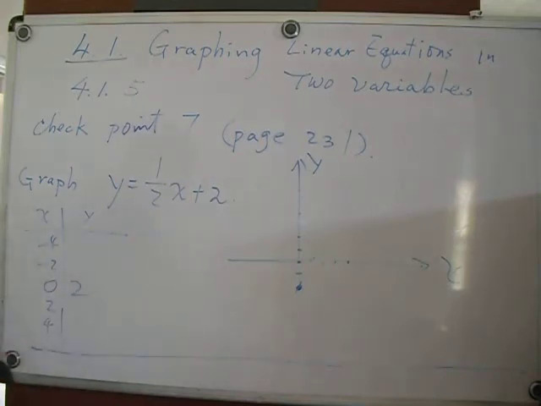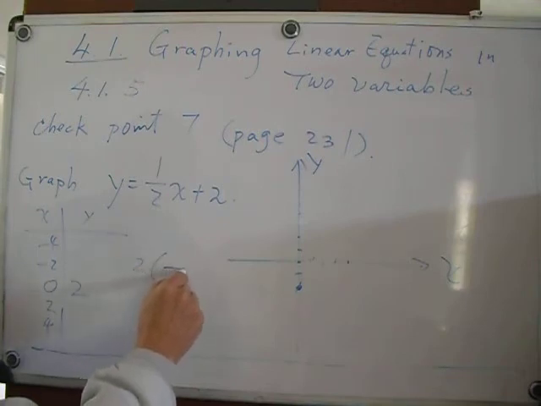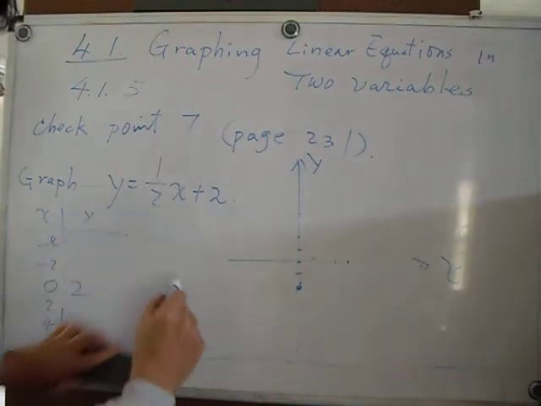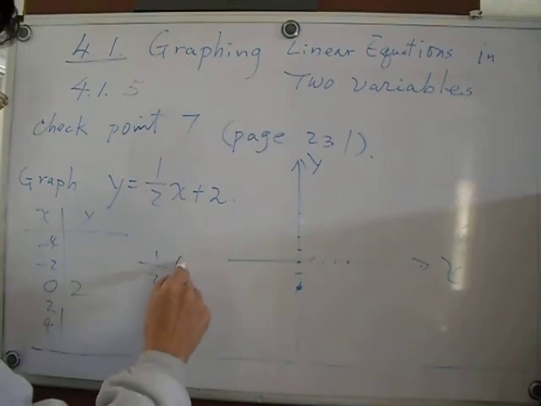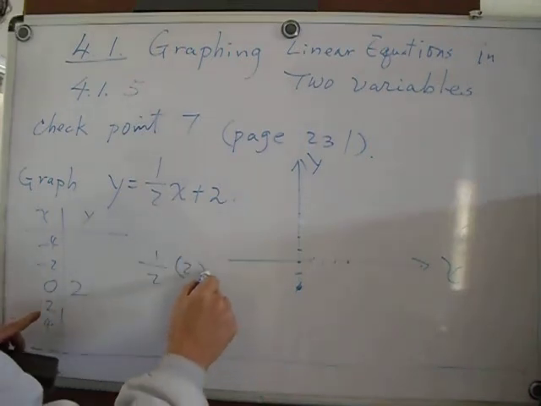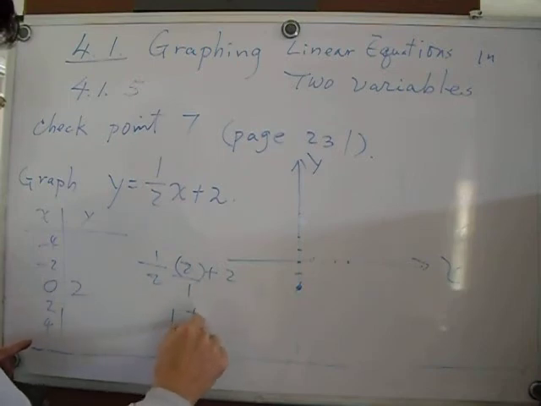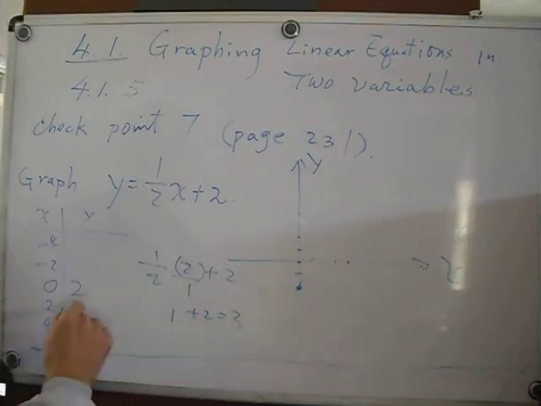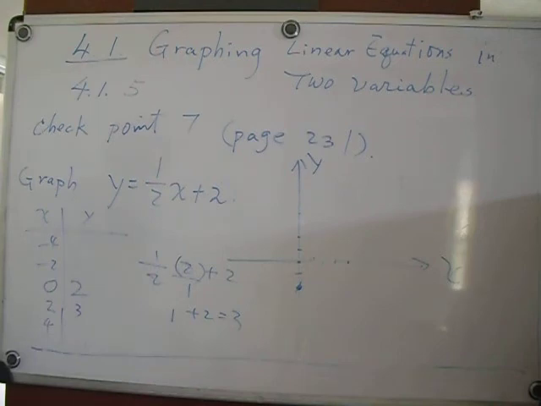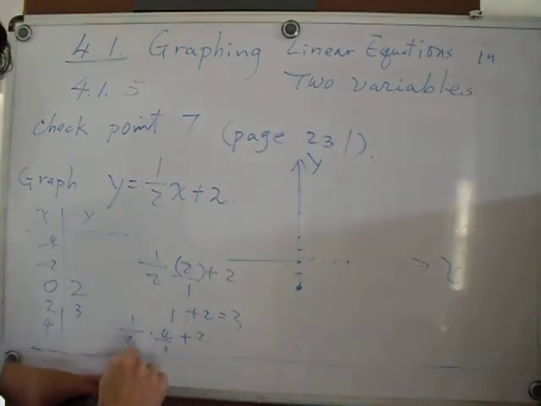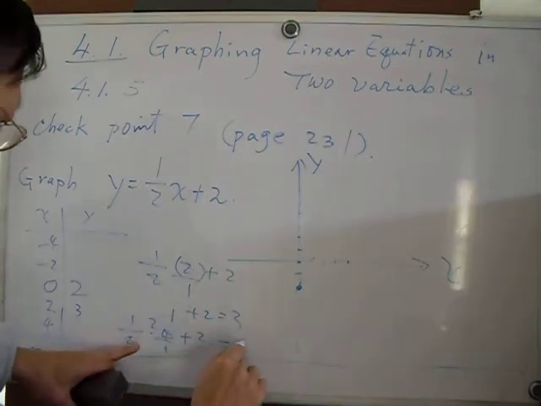The next one, you choose 2, and 1/2 times 2 plus 2. So this 2 is cancelled. That's 1 plus 2, which is 3. Okay. Next one, you choose 4. So 1/2 times 4 plus 2. As you can see, this part is 2. 2 plus 2 is 4.